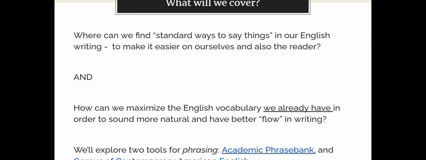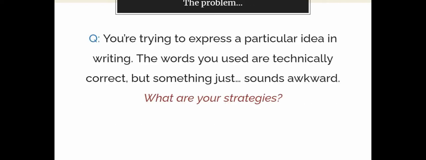So in particular, we're going to answer the following questions. First, where can we find standard ways to say things in our English writing to make it easier on ourselves and also on our reader? And how can we maximize the English vocabulary we already have in order to sound more natural and have better flow in our writing? And to do that, we're going to explore two tools for phrasing: the Academic Phrasebank and the Corpus of Contemporary American English.